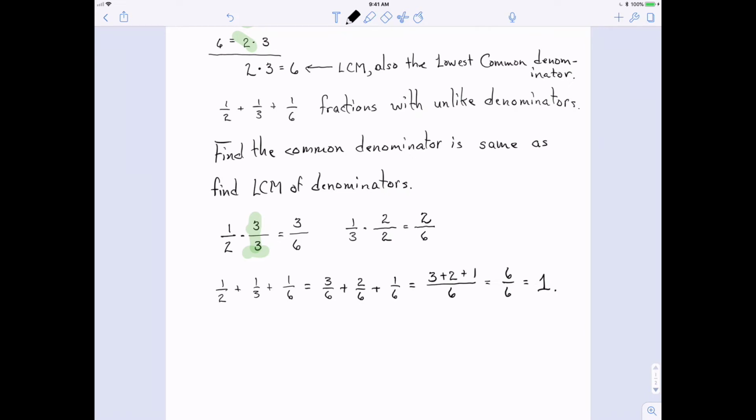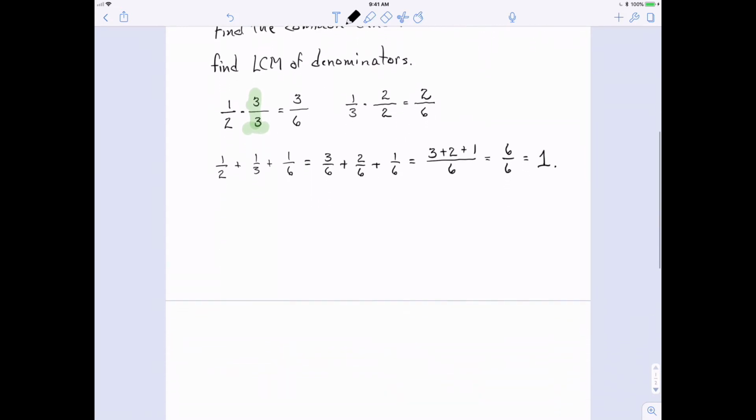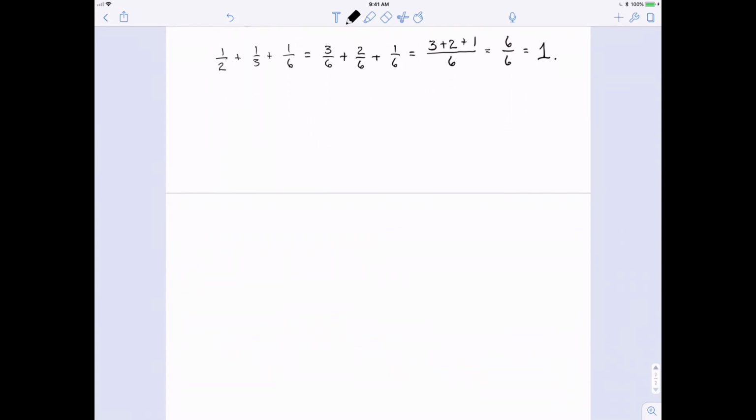All right, let's try a more challenging example. Okay, how about this? Let's add 2y over 3x minus 3y over x squared. Actually, I should write the directions. The directions would just be to simplify. Okay, so we have unlike denominators.